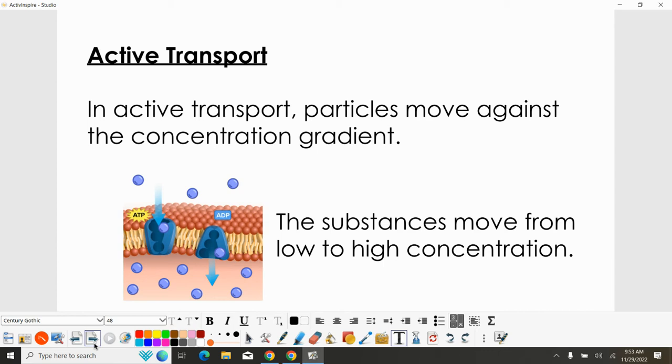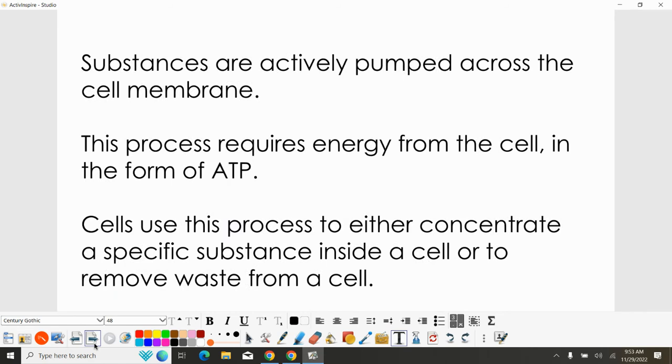Active transport is uphill. We're going from low concentration to high concentration. This is going to require energy from the cell. The dissolved substances are actively pumped across the cell membrane. This active pumping, this moving them uphill, this moving them from low concentration to high concentration requires energy. It gets that energy from the cell in the form of ATP. You're going to learn a lot about ATP when we do cellular respiration.